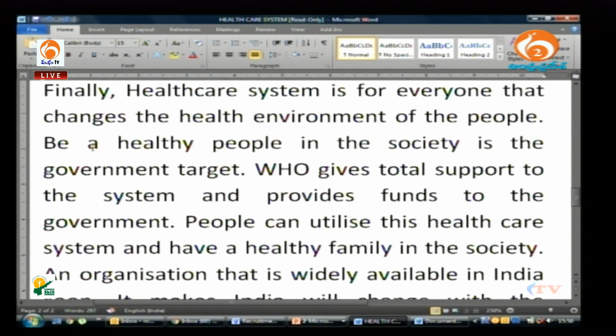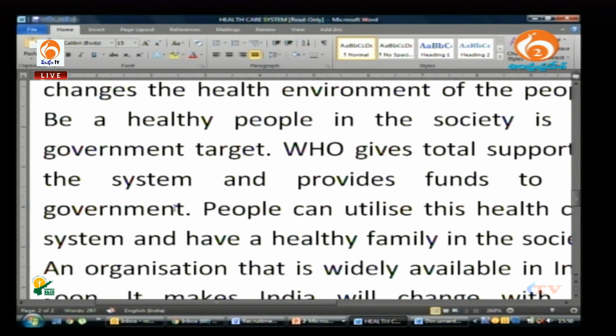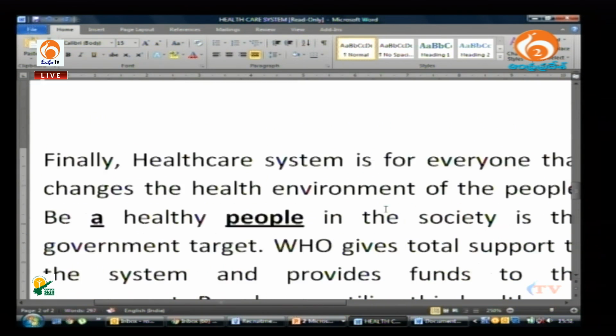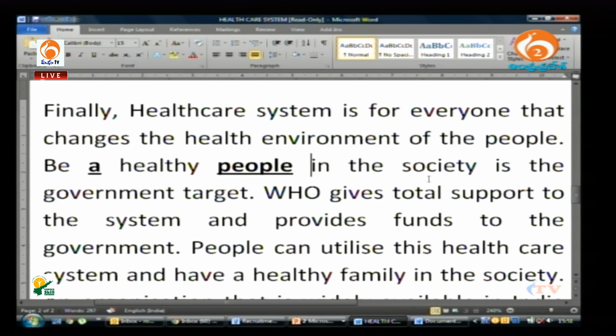When you say "be a", now I will try to zoom it. Okay, I hope this is visible now. You have this particular word which is "a". This is singular, but this is plural. So this is plural, this is singular, it's not matching, which means the entire sentence is wrong. Okay? So you have to be careful in terms of usage of singular and plural forms.